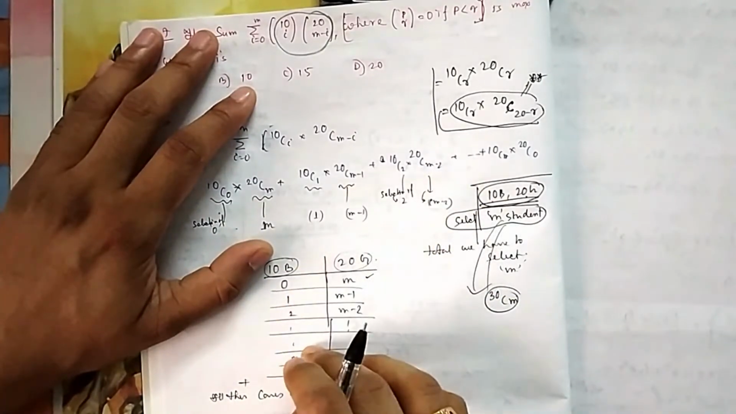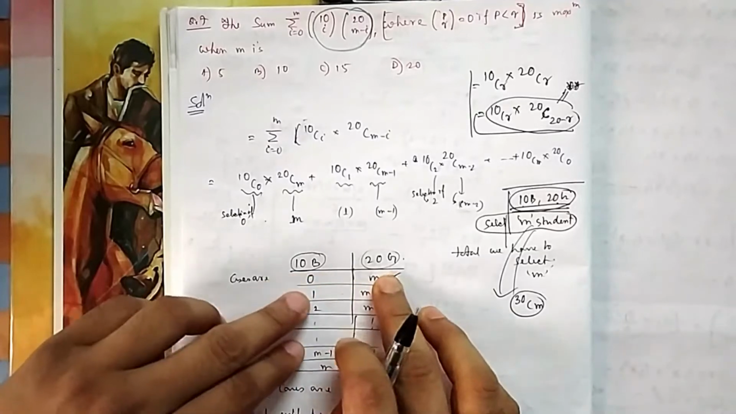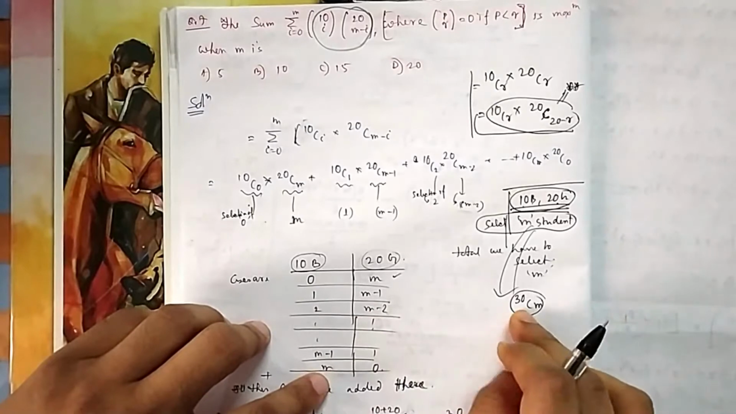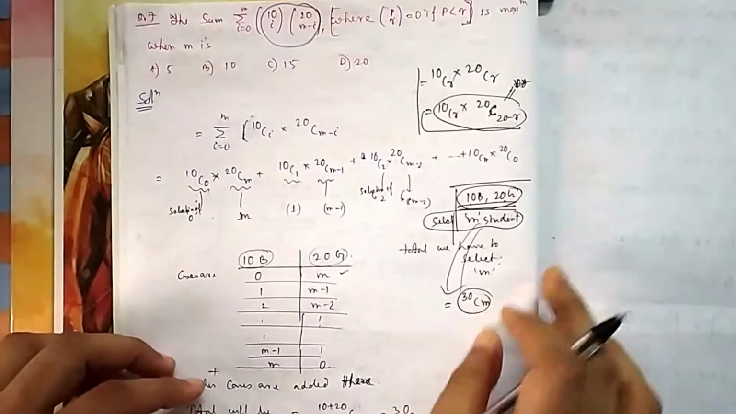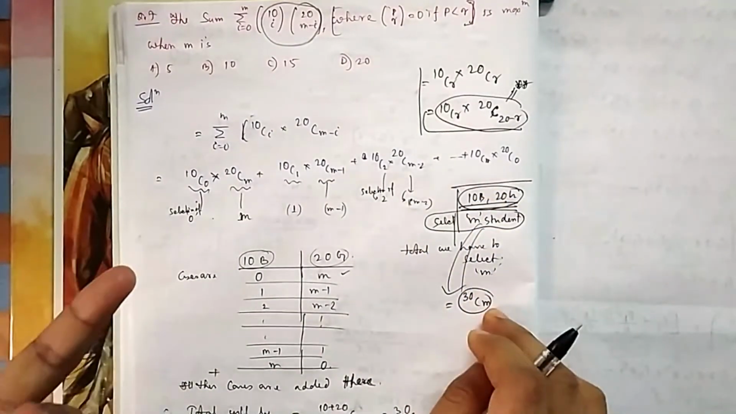You think case by case. What are the cases possible? I can select boys 0, then m. I can select boys 1, then m minus 1. These are the total cases. So if I add all these, it will give me this answer. So this much you should remember. You will find it in combinations. It is easy. Out of 30, if you want to select m, then it is 30Cm.